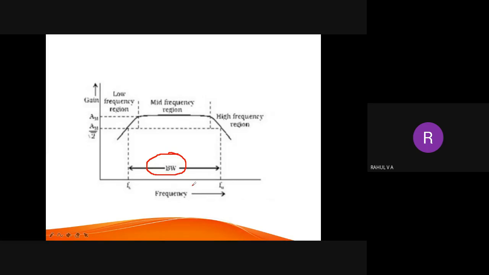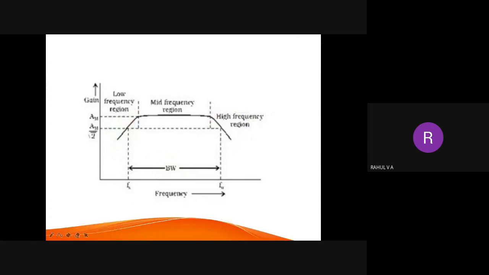Okay. Now what we have to do is find out why at low frequency the gain of this amplifier reduces. Also, we have to find out why at high frequency the gain of the amplifier again reduces. Okay, so that is what we have to find out.